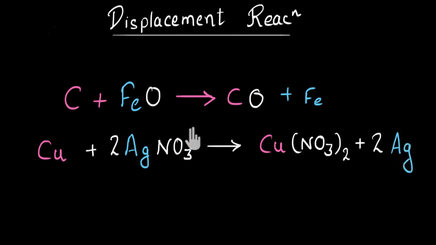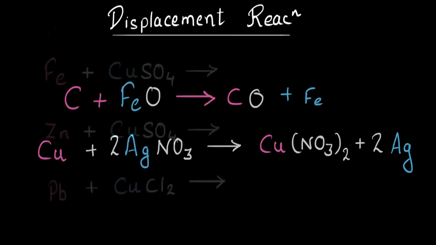Now these examples are of displacement reaction. You can see that in all of these examples, one highly reactive element is displacing a less reactive element from its compound. Copper is more reactive, it's displacing silver from its compound. And finally we get these pure elements and we can use them. So displacement reaction can be very helpful in many cases in fact. And now that you understand the use of this, let's go ahead and solve some examples.